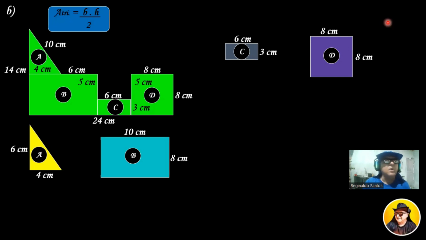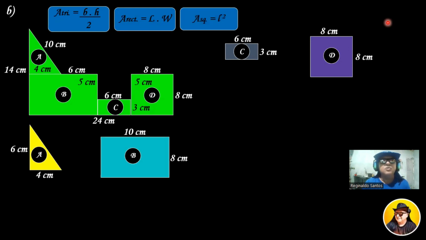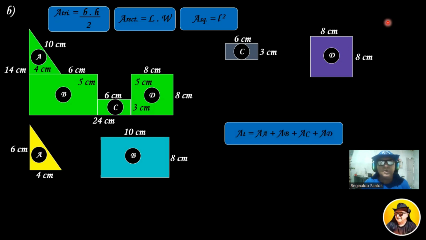Now, let's see the formulas. The area of the triangle is b times h divided by 2. The formula of the rectangle is L times W. The formula of the square is one side, L squared. The total area is going to be the sum of the area of shape A, plus shape B, plus shape C, plus shape D. So you sum up their areas. Okay, and let's do it.